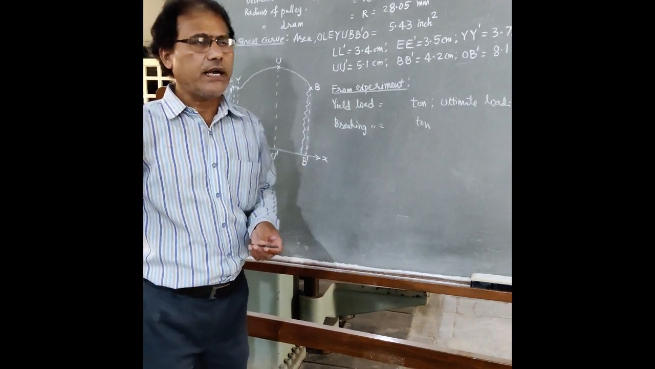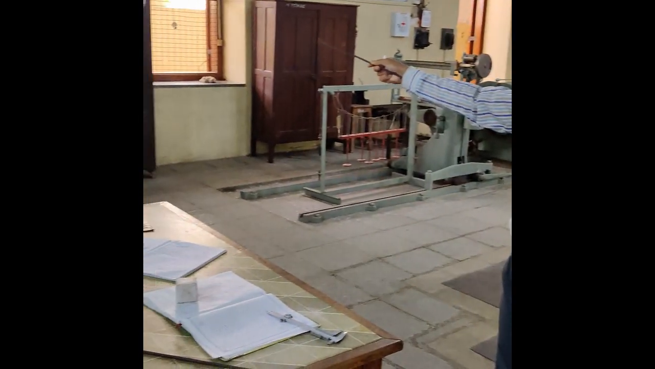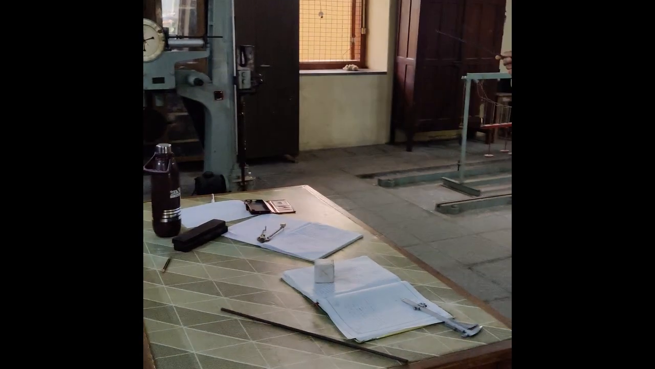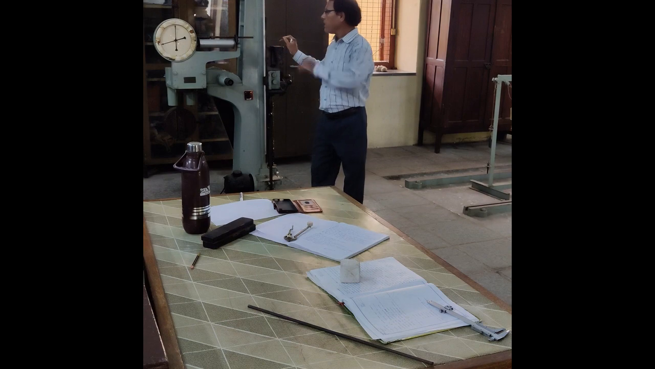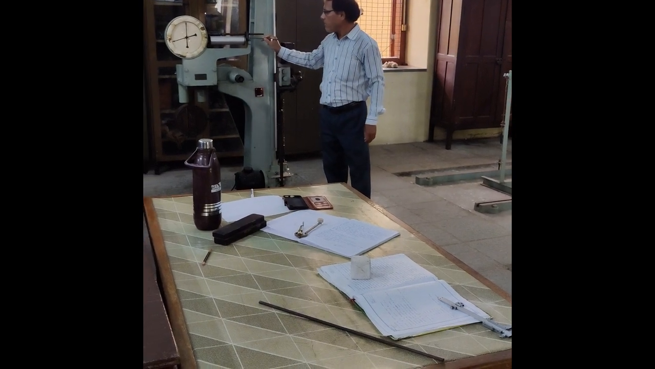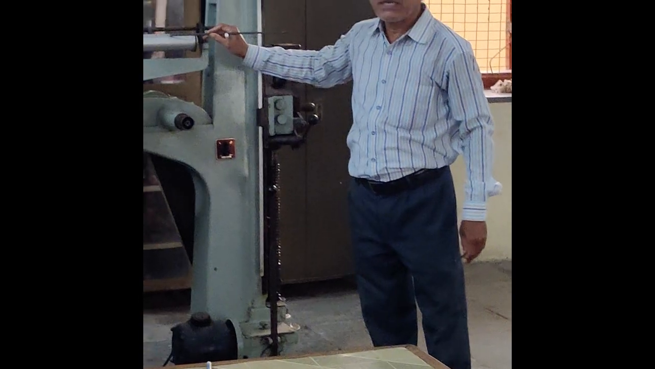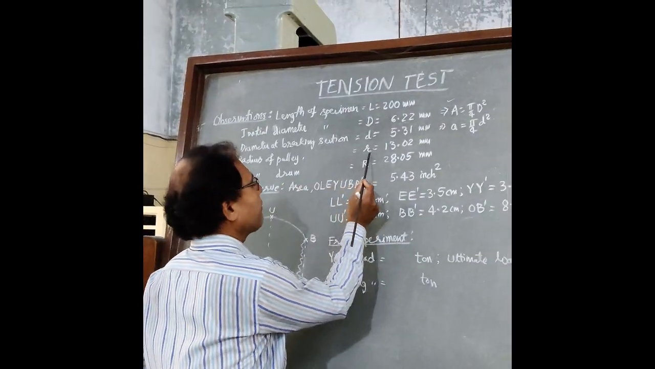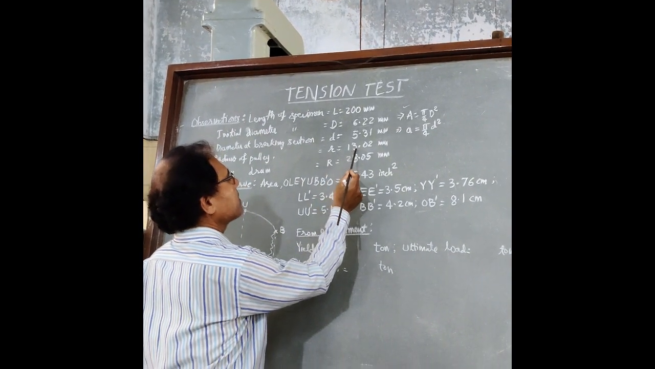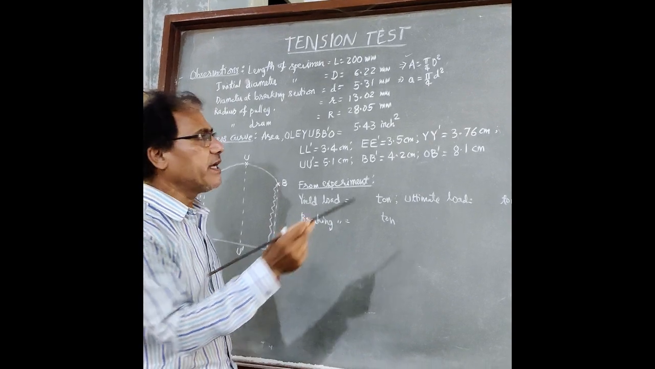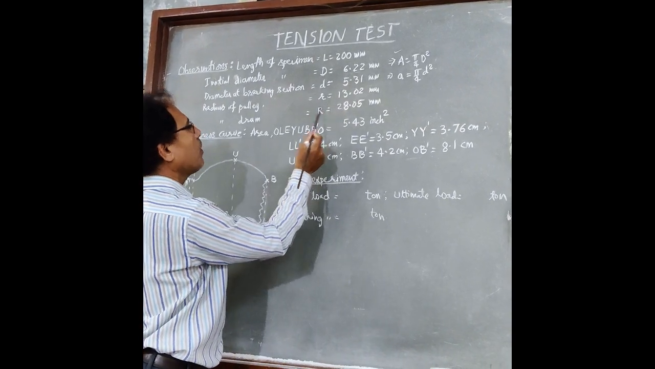There I already showed, adjacent to the drum on the right hand side. This is the pulley, students. This is the drum. Therefore, these we already measured using the vernier calipers. Now the diameter of the pulley was 26.04 mm. Therefore, the radius of the pulley is equal to 13.02 mm.